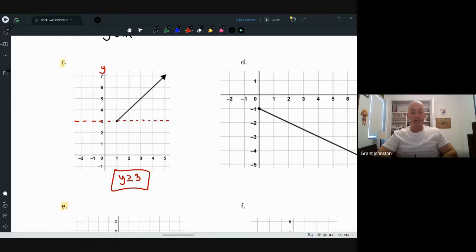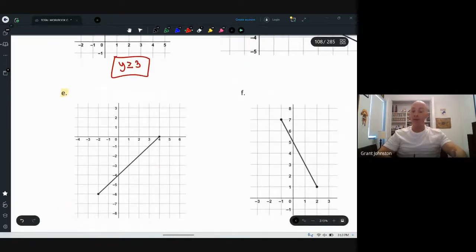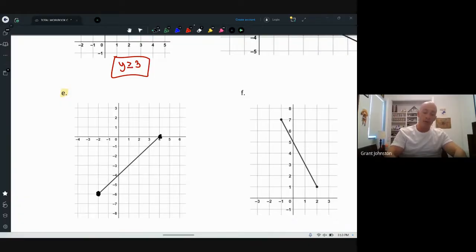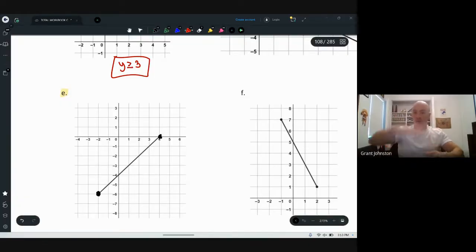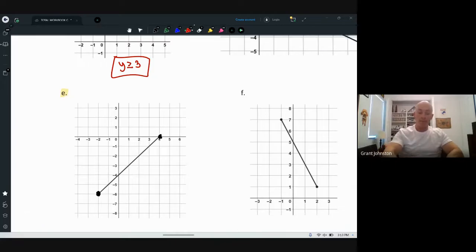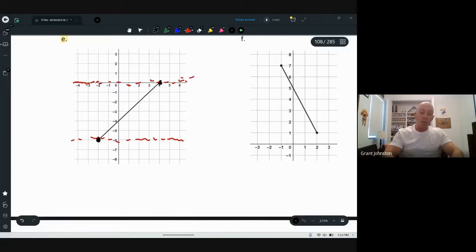And then E has a couple endpoints here and here. If we look at the range, so again, we're range up and down, our y. Looks like the highest this goes is 0, right? Because that's on 0. And the lowest it goes is -6. So y needs to be less than or equal to 0 and greater than or equal to -6.